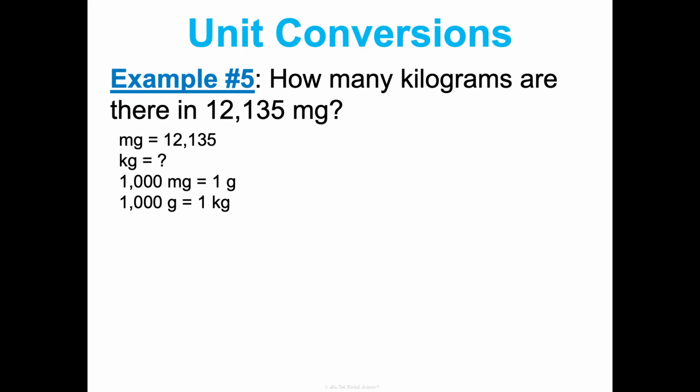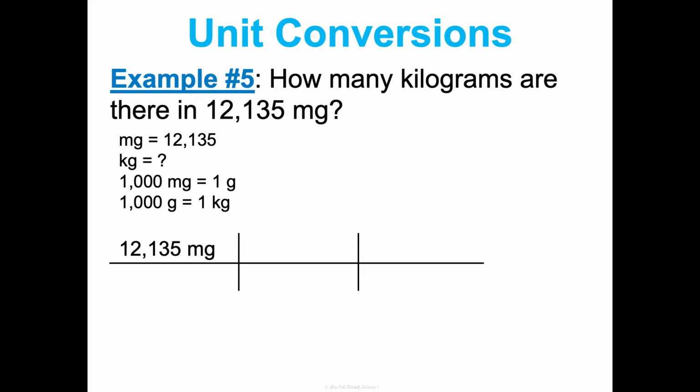So first, we write what we know, our given number and unit. That's 12,135 milligrams. We draw our picket fence. Now, I have to cancel out the units, so I got to put milligrams in the bottom. So I'm going to put 1,000 milligrams in the bottom, and that's the same as 1 gram. That's my conversion factor. Okay, so now I've gotten rid of milligrams, but now I got to get rid of grams. So I'm going to use my next conversion factor, 1,000 grams in the bottom and 1 kilogram on top. This allows me to cancel out milligrams and cancel out grams, and I'm left with just kilograms, which is what I was looking for originally.